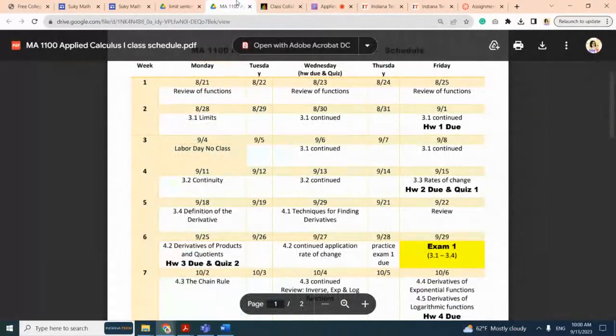So we're slightly behind schedule. Today we still continue on session 3.1. And then on Wednesday, we will start 3.2. Make sure you have the 3.2 handout on Wednesday. And this Friday, we have our second homework due, and we will have quiz 1. Quiz 1 is going to be about homework 1 and homework 2 material.